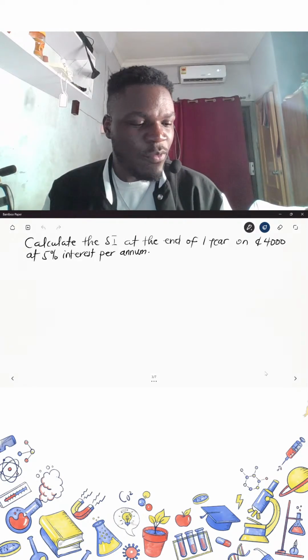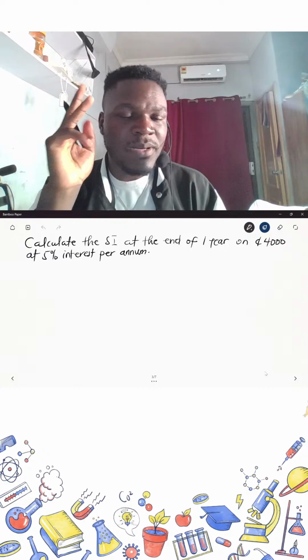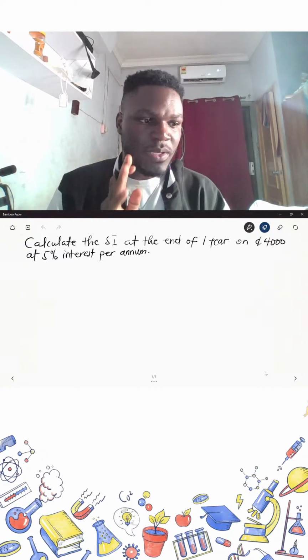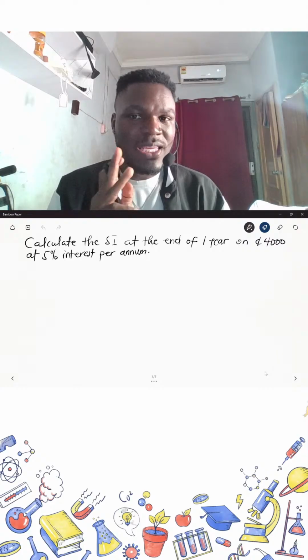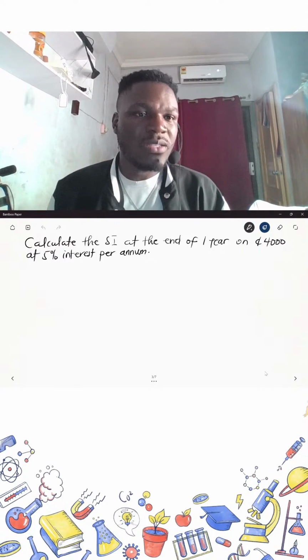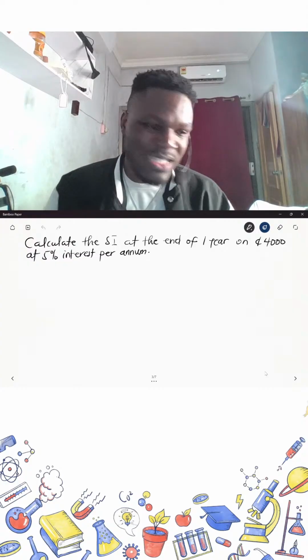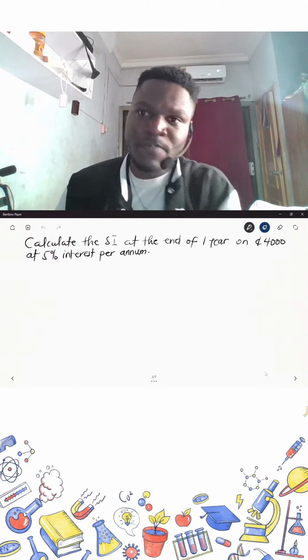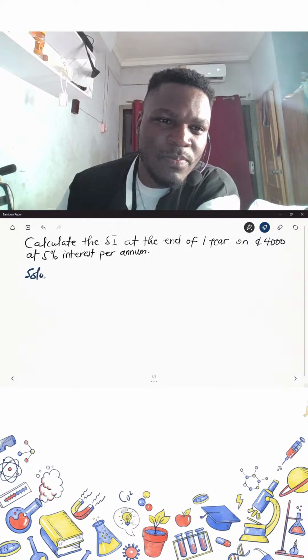All right. So I have here question number 2. We are to calculate the simple interest. The SI is simple interest. We are to calculate the simple interest at the end of 1 year on 4,000 cedis at 5% interest per annum. This is a very simple and straightforward question. Are we okay? So let's look at the solution to the problem.